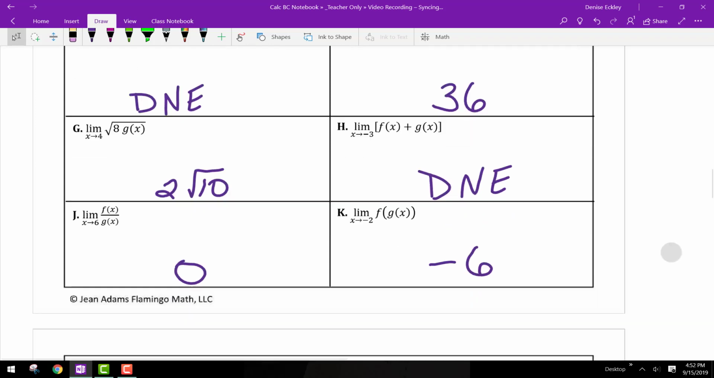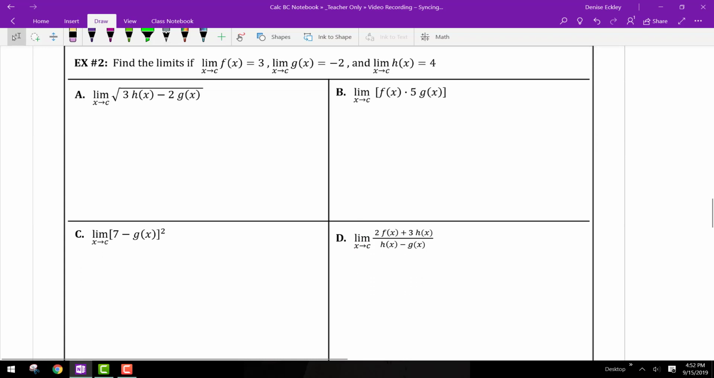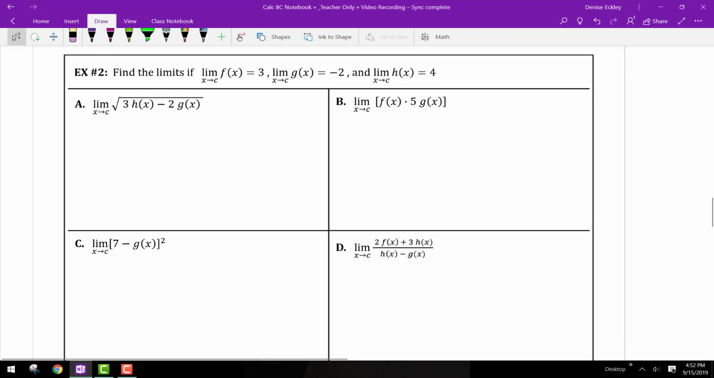Okay, moving on now. We're going to look at example 2, where this time, again, we don't have explicit values for the function, but we are given the values for the limit at arbitrary values of x, at c. So we know the limit of f of x as x approaches c is 3. The limit of g as x approaches c is -2. And the limit of h as x approaches c is 4. So we're going to use those values and our properties from the beginning of the last recording to find the value of the following limits.